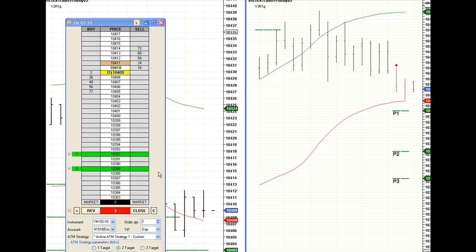So let's see if we can get the fill here. There it goes. So very nice 20-23 tick target, nice little trade, nice income trade, and this was on March 4th on a real trading account.